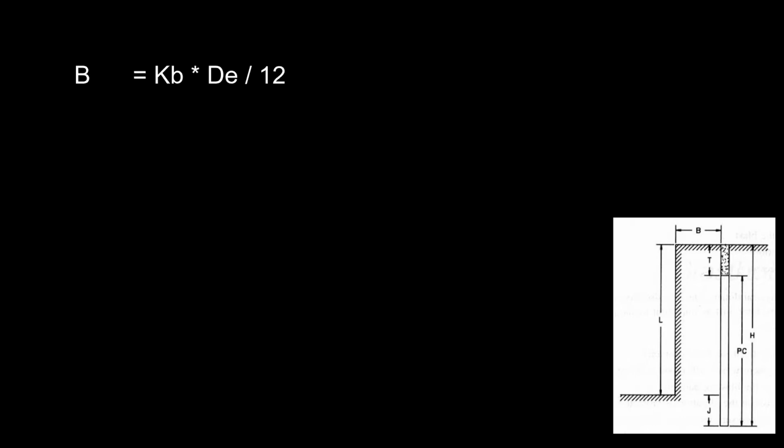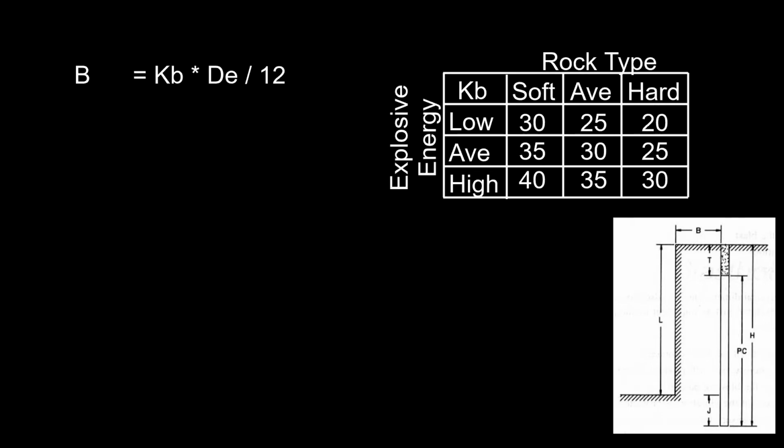Starting, we will calculate burden. We use the known charge diameter and multiply times the burden ratio, and then divide the product of those two values by 12. To find the burden ratio, we need to know whether the explosive energy is low, average, or high, and whether our rock type is soft, average, or hard. For borehole depth, we calculate the borehole depth as the product of the depth ratio times the burden, the burden we just would have calculated, and the depth ratio ranges from 1.5 to 4.